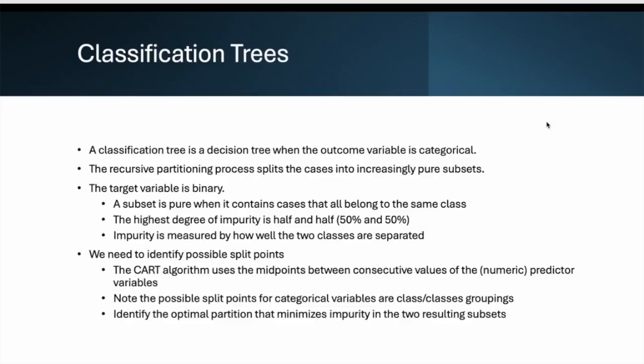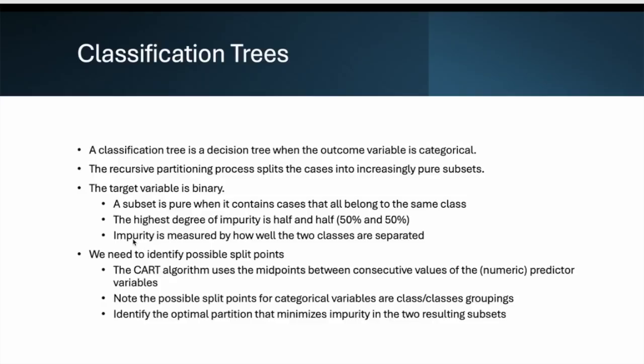And we will be focusing on one idea, which is that the target variable has to be binary. A subset is pure when it contains cases that all belong to the same class. The highest degree of impurity is 50-50, 50%, 50%. And the highest degree of purity is when we have zero impurity, I mean, the pure subset, when all cases belong to only one class.